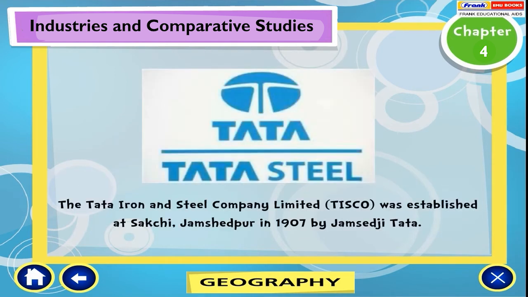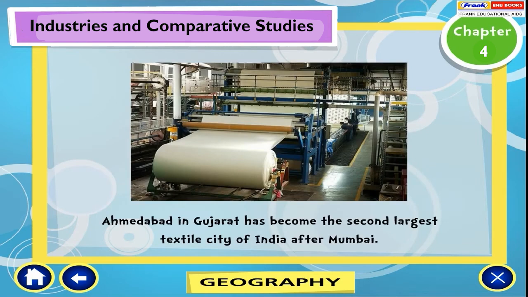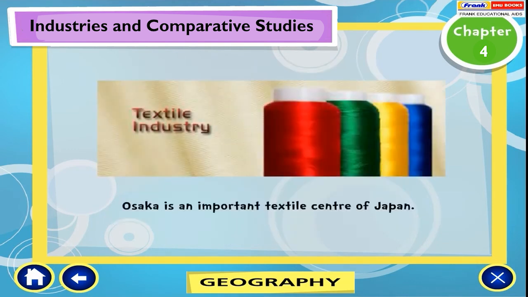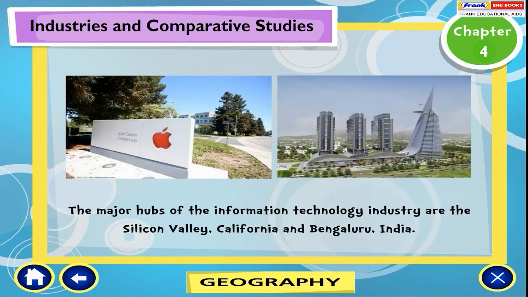The Tata Iron and Steel Company Limited, TISCO, was established at Sakchi, Jamshedpur in 1907 by Jamsetji Tata. The Pittsburgh region in USA is the leading center of iron and steel industry. Ahmedabad in Gujarat has become the second largest textile city of India after Mumbai. Osaka is an important textile center of Japan. The major hubs of the information technology industry are the Silicon Valley, California, and Bengaluru, India.